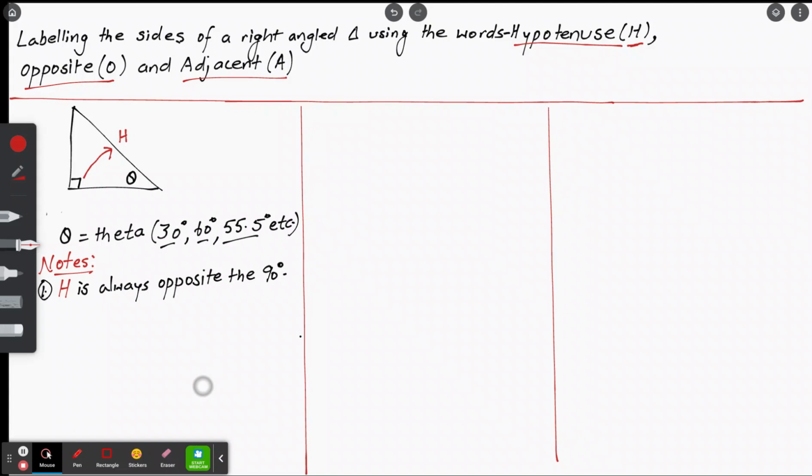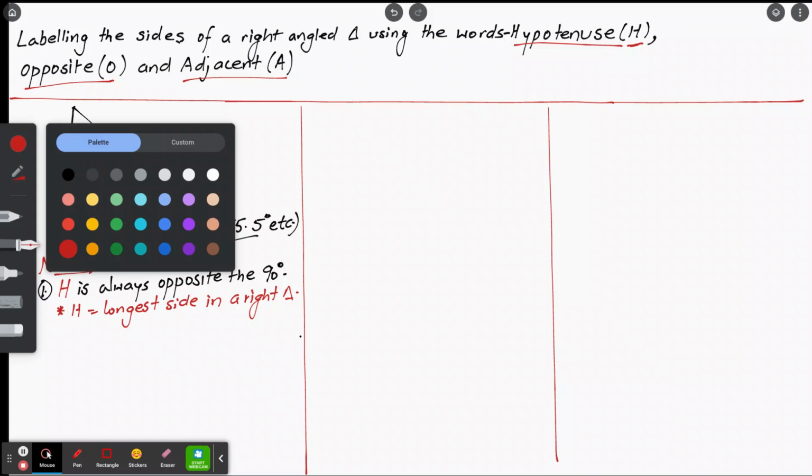H is also the longest side in a right angled triangle. So H is also the longest side, but that's not what we are learning today. We are just learning how to label the sides.